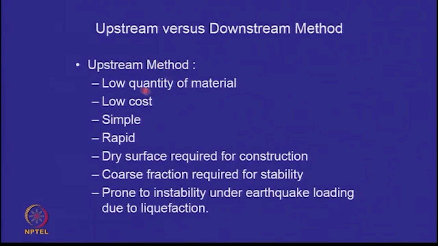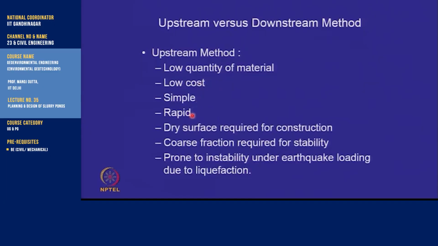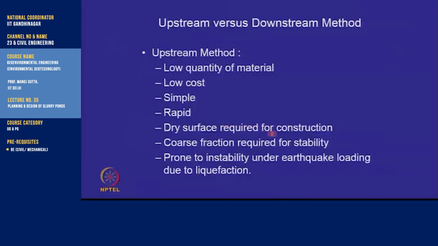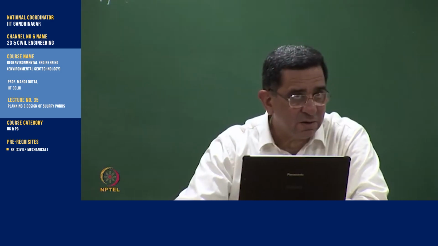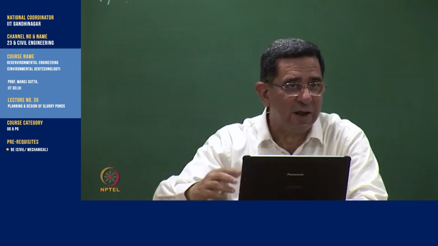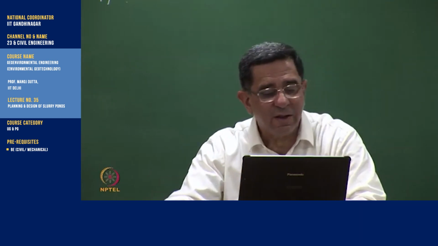So upstream versus downstream method, upstream requires low quantity of material, I showed you, therefore it is of low cost, it is simple and it is rapid. It's faster because less quantity of material has to be placed. But you require dry surface for construction, so you cannot construct it when the pond is operational. So you must have two ponds available with you. One pond is operational, the other is drying. When it is dry, you can construct on it.